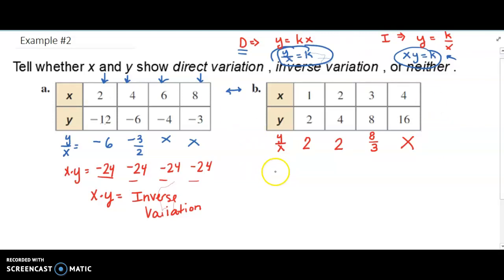Okay, so let's see if it's inverse variation. To do that, I check my x times y. So x times y is 2. 4 times 2 is 8. Well, 2 is not equal to 8, so I don't even have to check these. This one is neither direct variation or inverse variation.